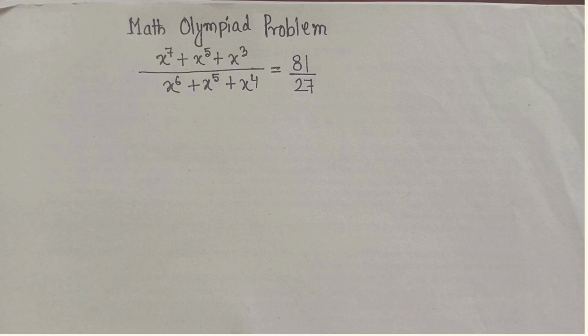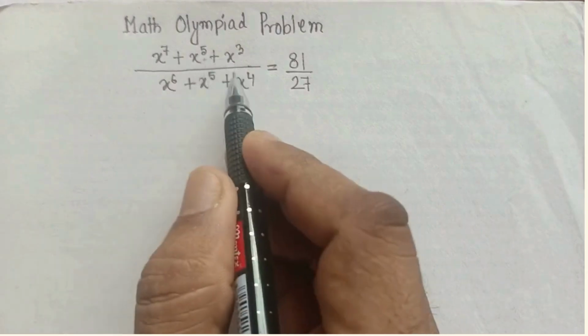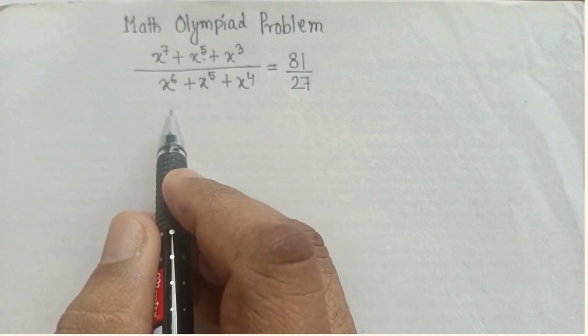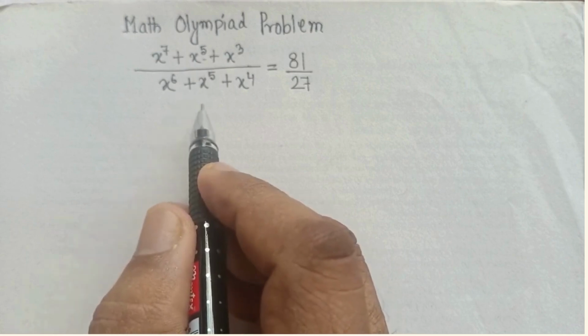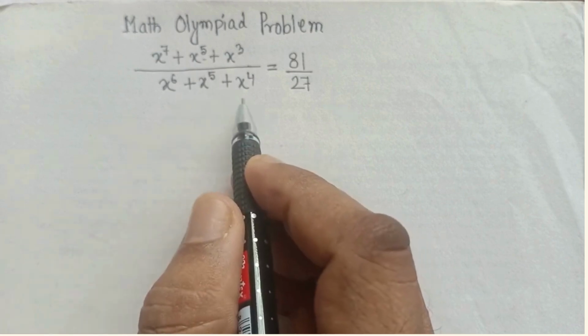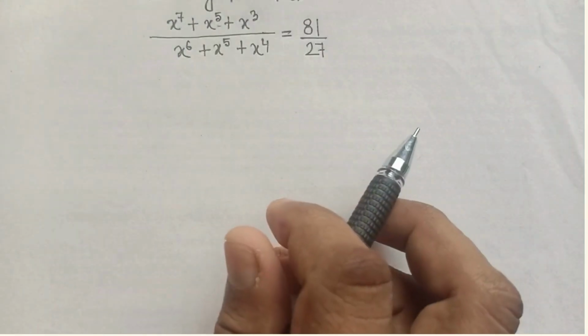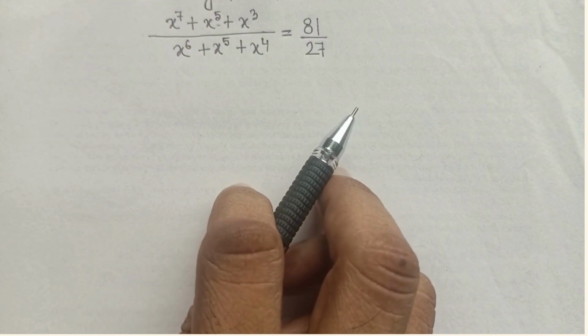Today we are going to solve another exponential equation, that is (x^7 + x^5 + x^3)/(x^6 + x^5 + x^4) = 81/27. So let's start this.